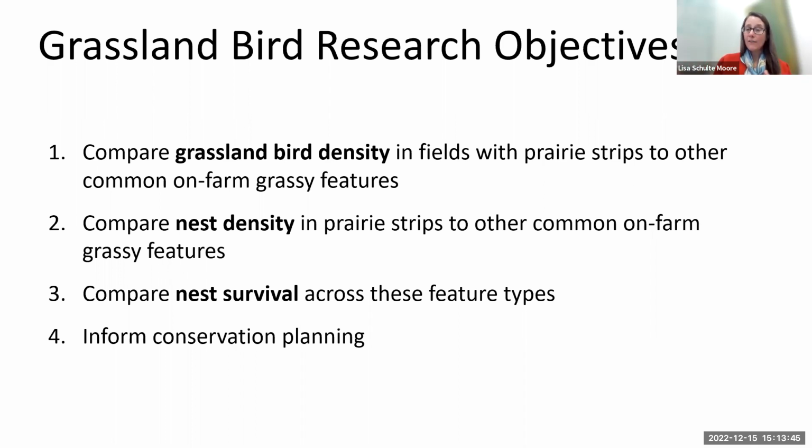So we wanted to evaluate whether prairie strips were providing more conservation outcomes than the typical conservation practices. We looked at comparing the density of bird nests in prairie strips, again, in comparison to these other commonly found grassy features on row crop farms. We're looking at comparing nest survival across these features, and we had the goal of trying to inform conservation planning.